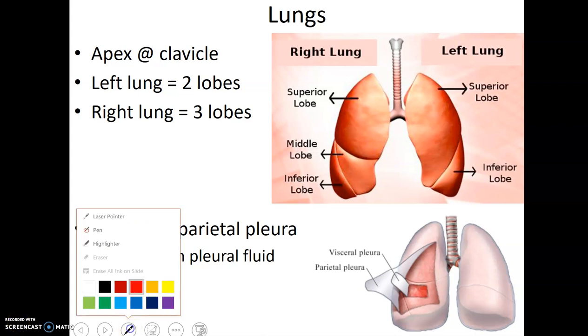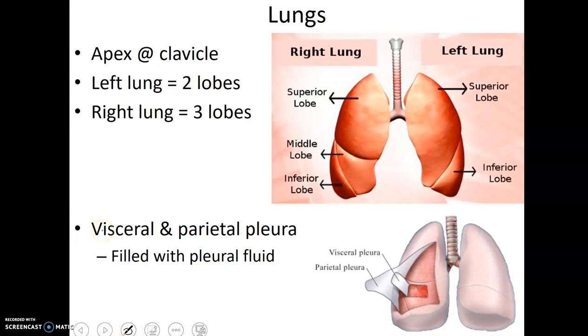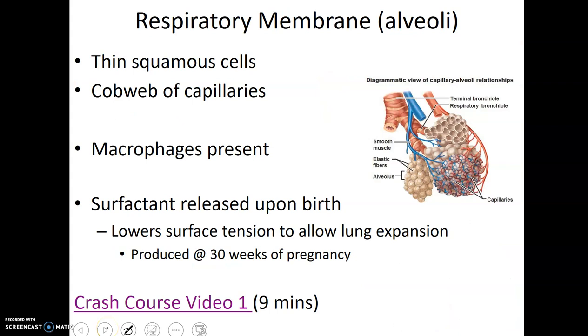Okay, so I'm going to take you through where we left off. A little bit might be review. So we finished with the lungs. We'll look at the interior of the lungs, which we call the alveoli, where the actual gas exchange happens. So we have a cobweb of capillaries. Remember, capillaries is where gas exchange happens.